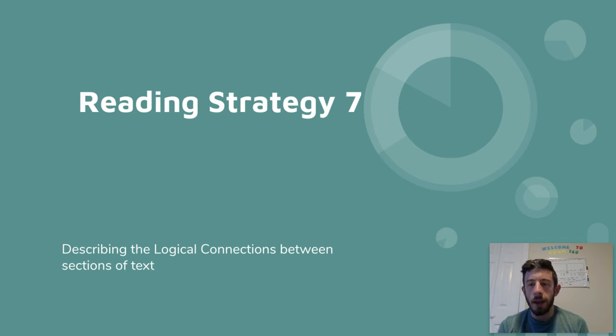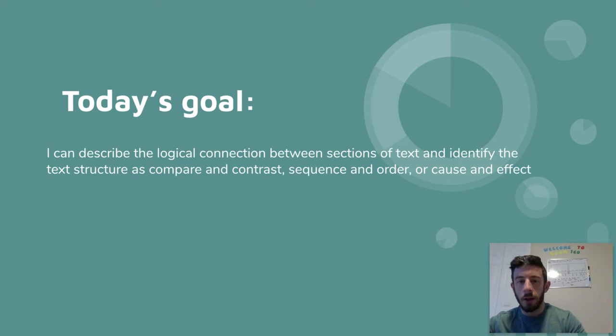Today is Thursday, April 23rd, and our goal today is to see a little model of how to answer a question by using our new strategy, which is describing the logical connections between sections of text. So let's get started right here. Today's goal is to be able to describe the logical connection between sections of text and identify whether or not the text structure is a compare and contrast text structure, uses sequence and order, or cause and effect.